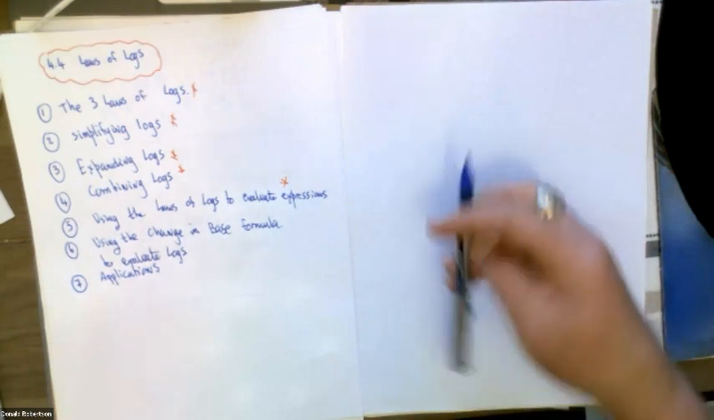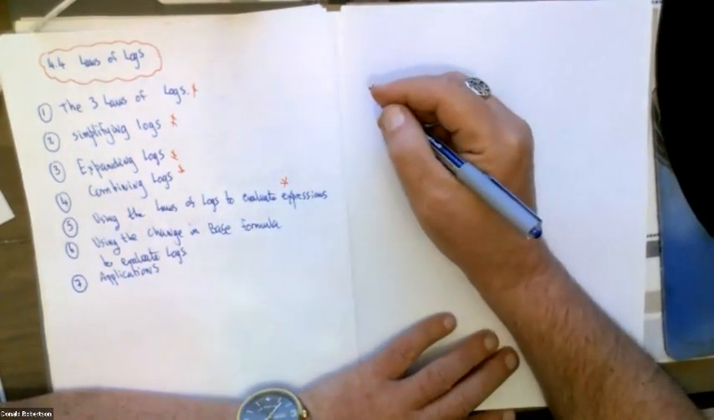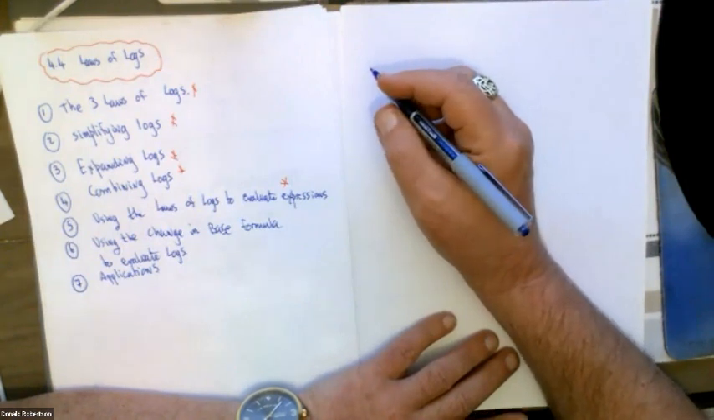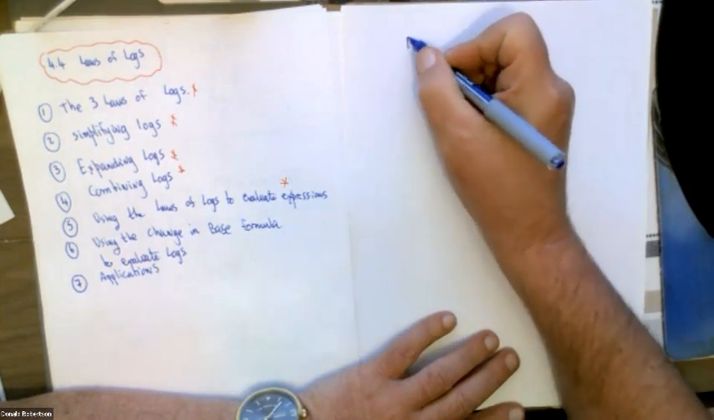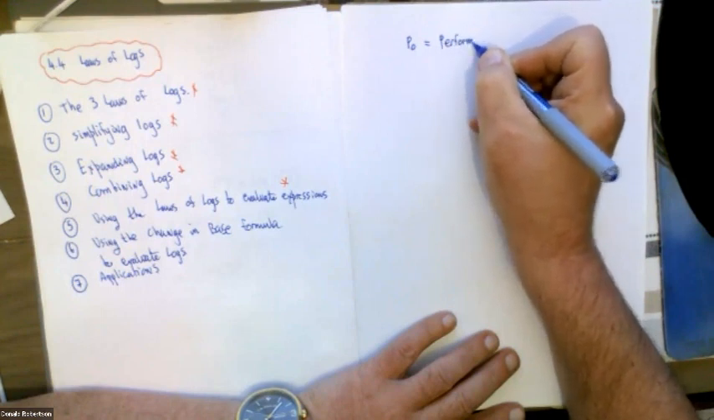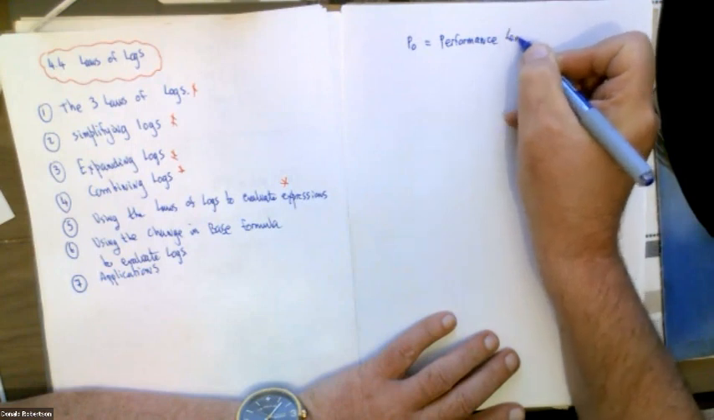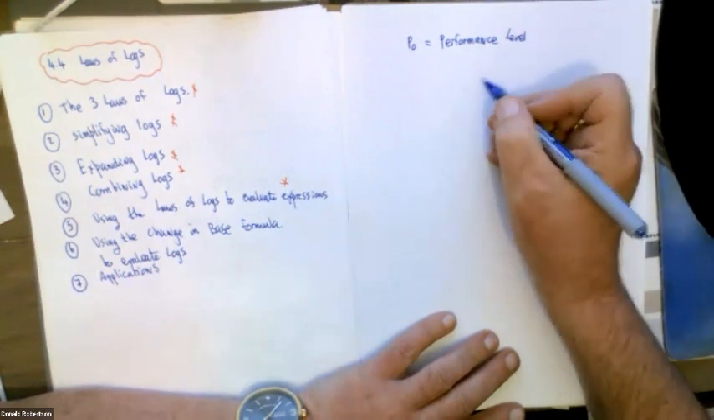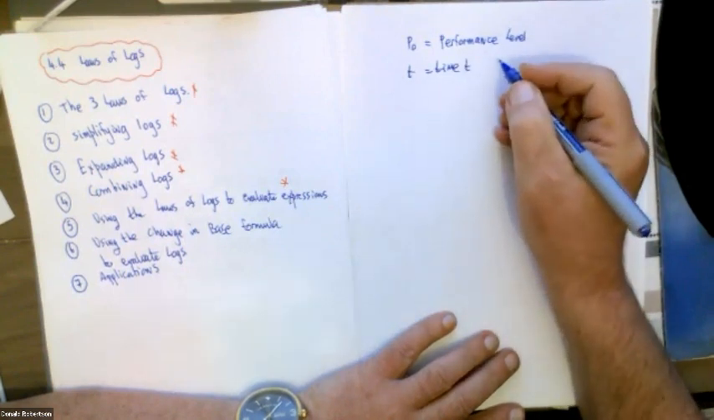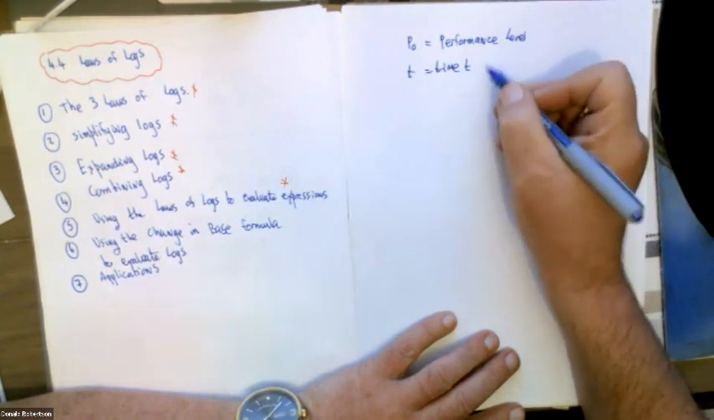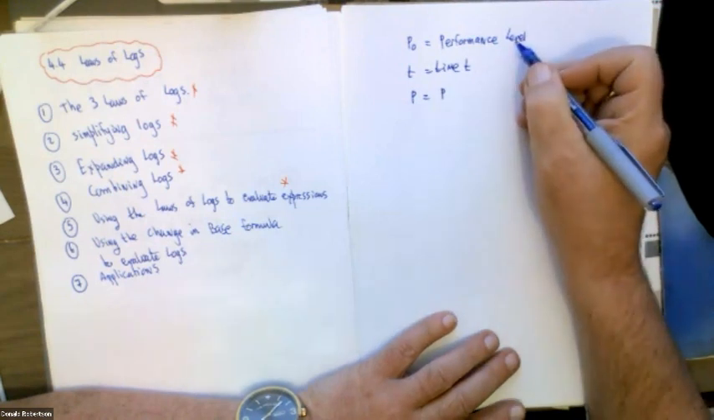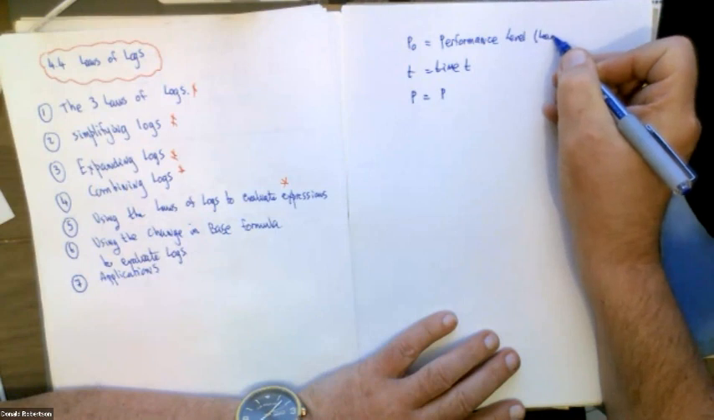Now, the application question that we've got is really just one. It's about Ebbinghaus' law of forgetting. It states that a task is learned at a performance level P0. Then after time t, the performance level is P. So P0 is the performance level that you learnt it at.